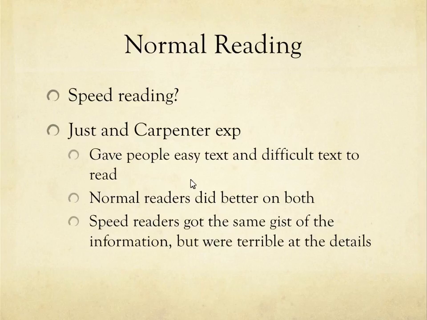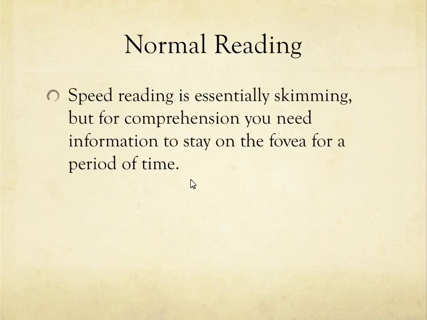Normal people did much better on remembering what it was about. And then they asked speed readers to read them. And speed readers got the gist, so the basic overview, but if you asked them specific details, they were terrible at it. So we were able to show that normal reading is much better for comprehension. Speed reading is really good for getting kind of the basic overview, because speed reading is basically skimming.